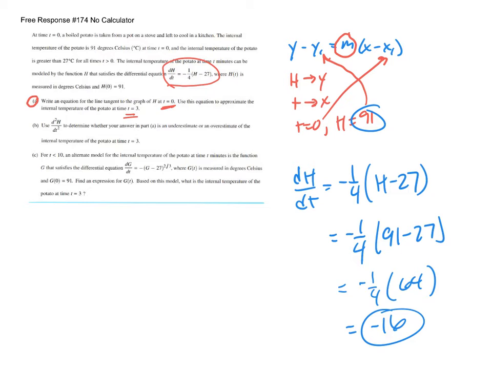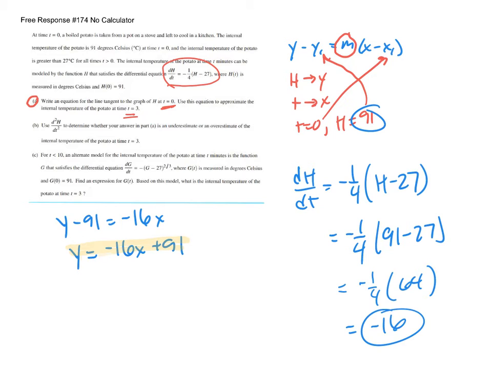Okay, so we're asked to write the tangent line. So for that, I'm going to do y minus 91 equals negative 16 times x minus 0, so times x. And then we'll just solve for y to make it look official. So this is negative 16x plus 91. That's our tangent line. Okay?